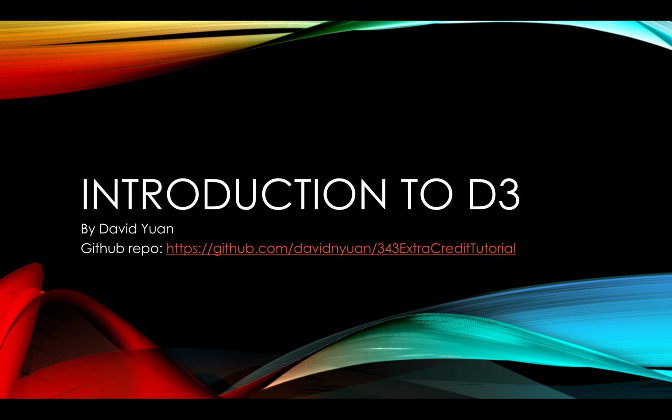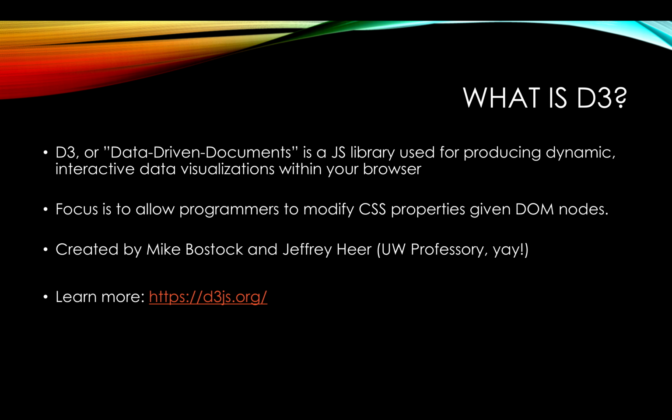Alright, so what is D3? D3 stands for Data-Driven Documents and is a JavaScript library used for producing dynamic, interactive data visualizations within your own browser. Its focus is to allow programmers to modify CSS properties given DOM nodes. It was created by Mike Bostock and Jeffrey Heer. And this is obviously very important because Jeffrey Heer is a professor at the University of Washington, which I am currently a student at. If you want to learn more, go ahead and follow the link here to D3's official website.